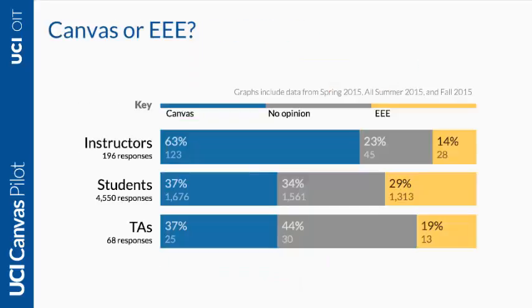Finally, we asked participants to make a choice. All else being equal, if they taught or took the same class and could use either EEE or Canvas tools, which would they choose? The majority of instructors chose Canvas at 63%. A plurality of students and TAs did as well at 37%. And in all cases, those with no strong opinion significantly outnumbered those who would select the EEE website.